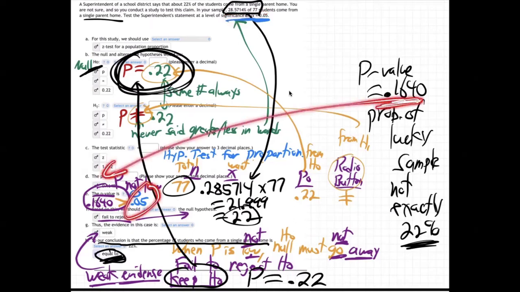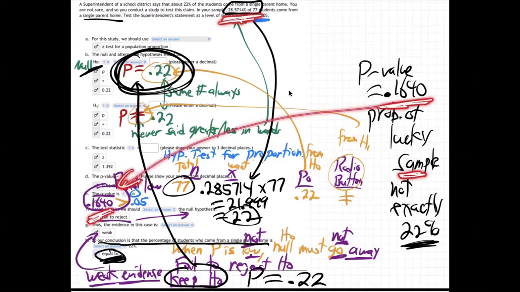That's pretty high. Anything higher than a 5% chance, we think is just too likely to have happened by luck. We only want to believe results that have a very low chance of luck. You might think, well, 16 is not very high. Well, yeah, it's not super high, but it's higher than 5%. We only want to believe a study if there's strong evidence with less than a 5% chance of luck. So this is way more than a 5% chance of luck. So we think, yeah, we probably just got a lucky sample. Probably really the superintendent's right, and around 22% of the students do come from a single parent home. The reason we got 28% when we did our survey was just random luck. At least there's a 16% chance it was just random luck, and that's higher than 5.